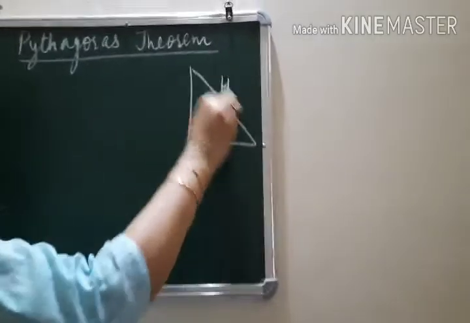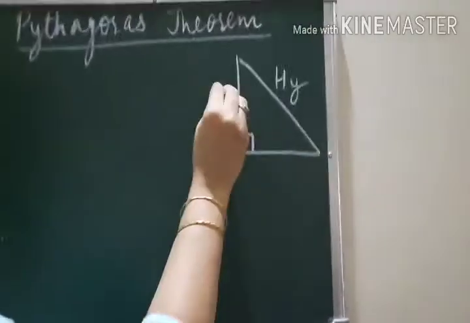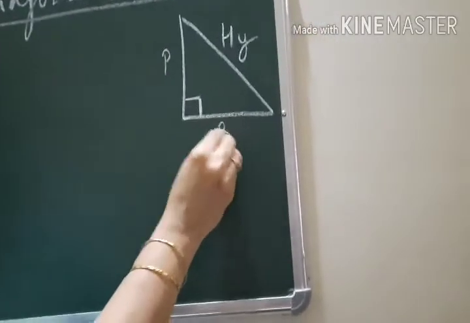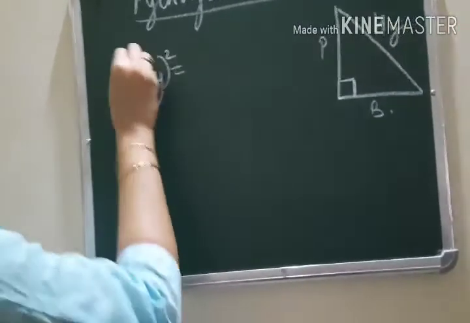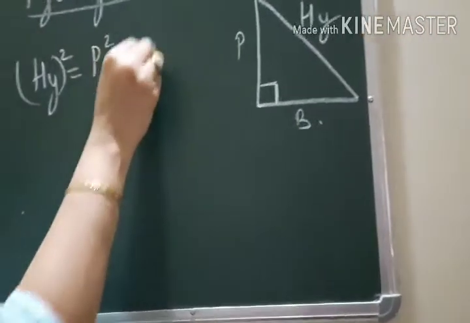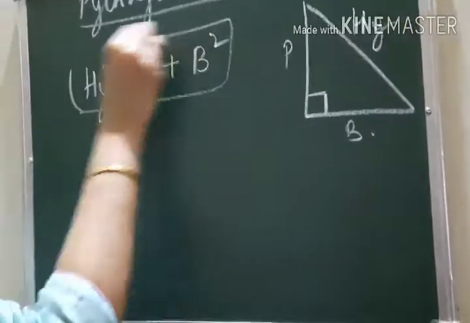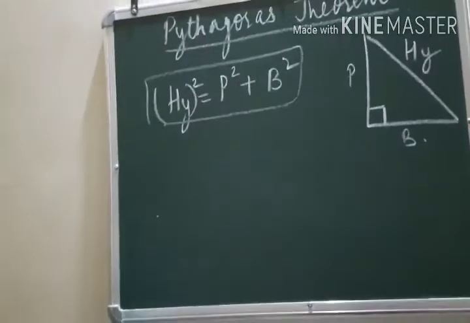Where the slanting line is called hypotenuse, this is called perpendicular and this is called base. And we used to do it hypotenuse square is equal to perpendicular square plus base square. This is what you have used till class 10.